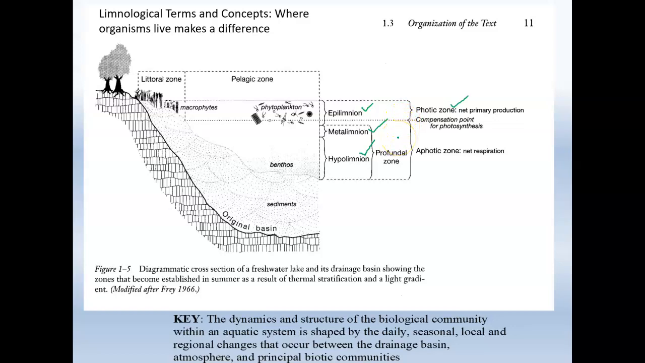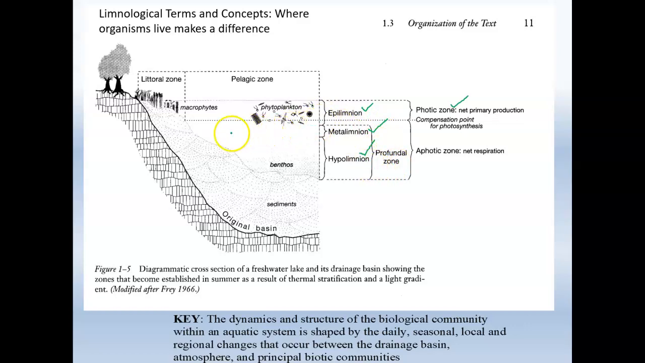Below that, oxygen lost through decomposition and respiration is greater than any oxygen that's being produced. And so this is considered to be the aphotic zone, where you really wind up with more respiration than you do production. So the metalimnion and the hypolimnion together are called the profundal zone.